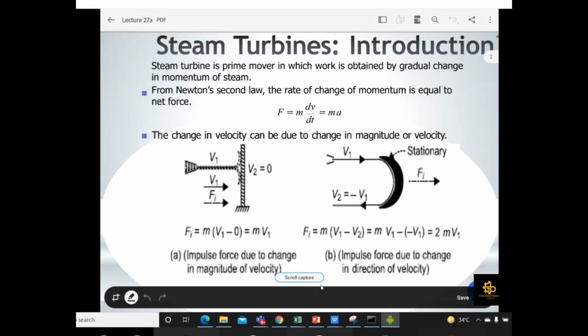Basically, a prime mover is any device which supplies motion to other machinery. For example, the main purpose of your steam turbine is to produce rotary motion, and that rotary motion is transferred to your generator, and then the generator produces useful work. So in this case our steam turbine is a prime mover, because it is the main source supplying rotary motion to other machinery.